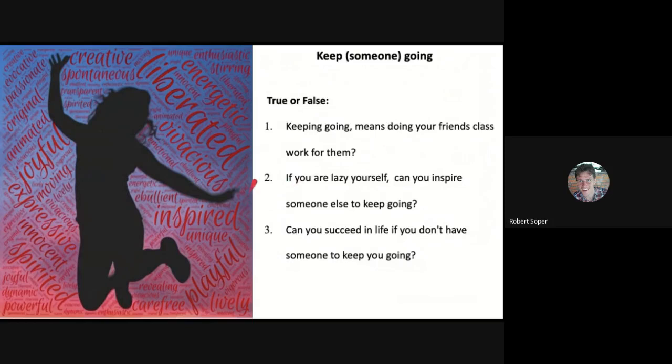Let's look at number 2. If you are lazy yourself, can you inspire someone else to keep going? Do you think this is true or false?